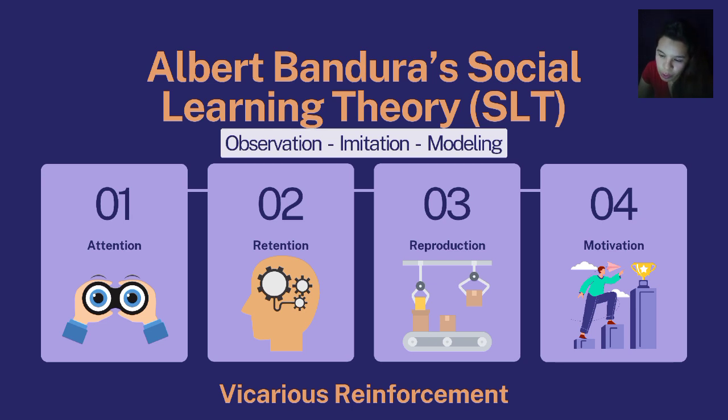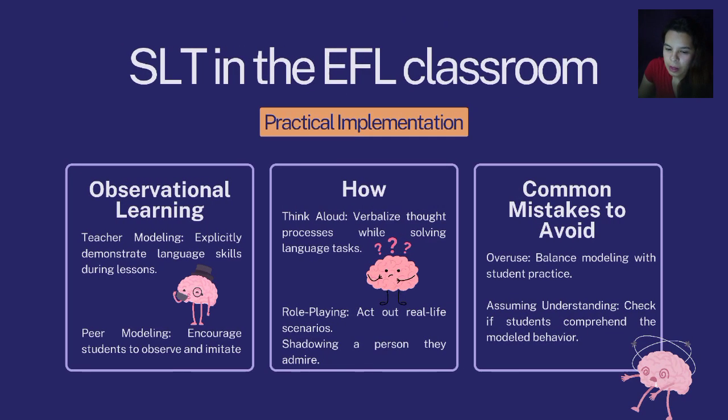Vicarious reinforcement occurs when the same behavior is repeated and they see how it affects their goals. They get something from that behavior. Well, in the classroom, what is the practical implementation?